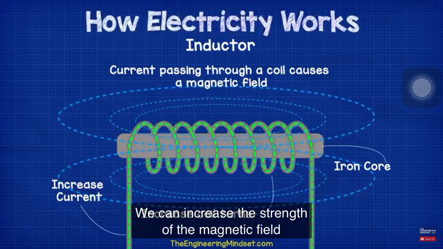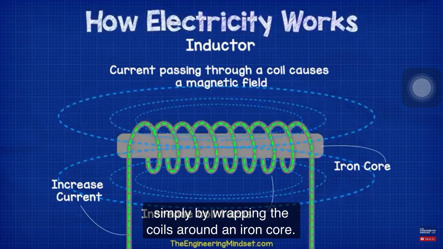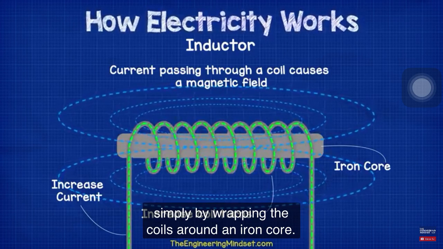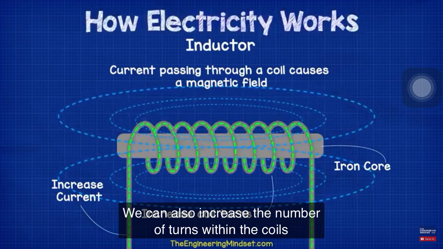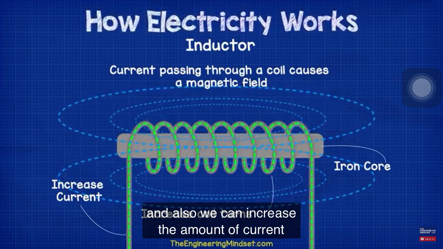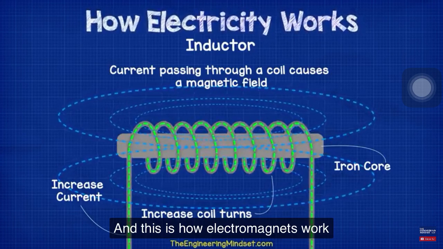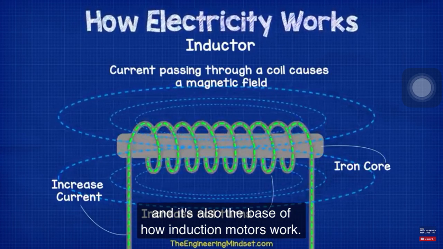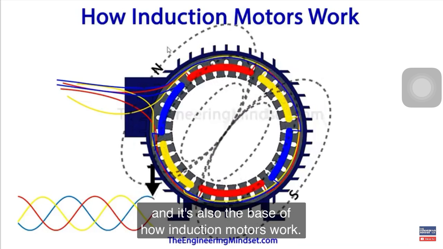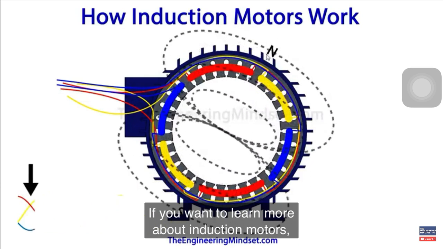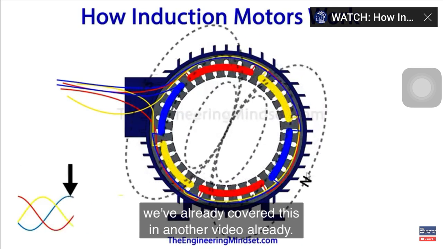We can increase the strength of the magnetic field simply by wrapping the coils around an iron core. We can also increase the number of turns within the coils, and increase the amount of current passing through the circuit. Now this is how electromagnets work, and it's also the basis of how induction motors work. If you want to learn more about induction motors, we've already covered this in another video, just see the link on screen now.